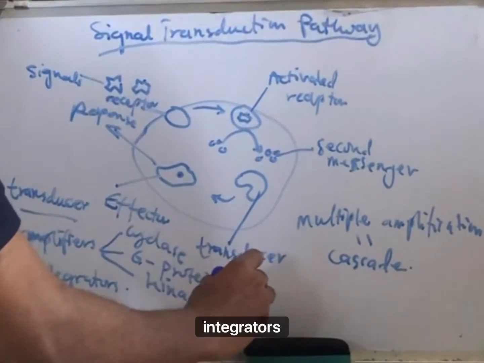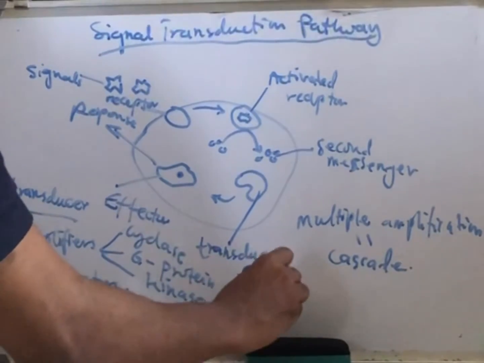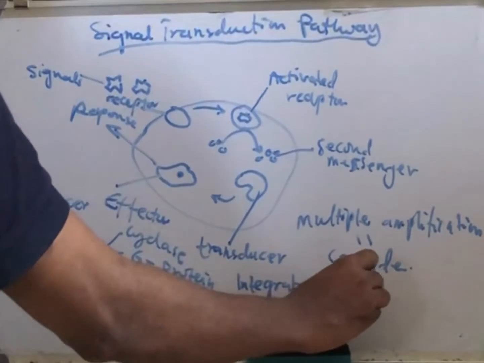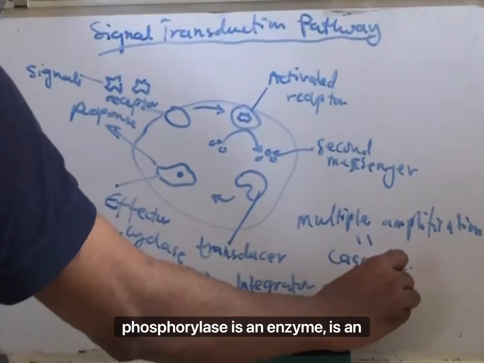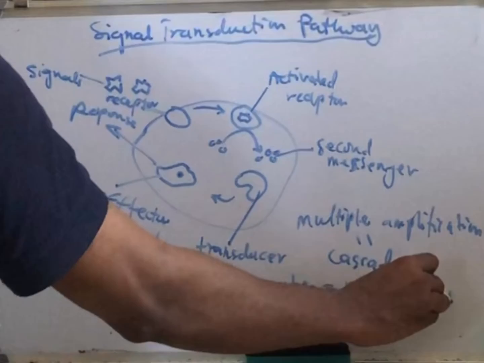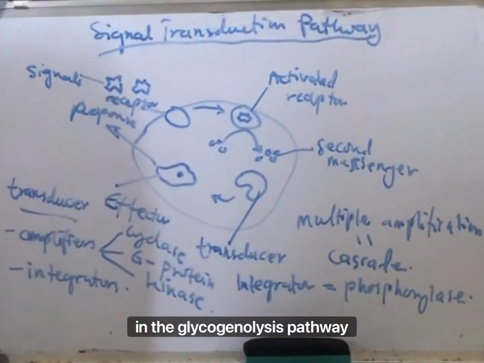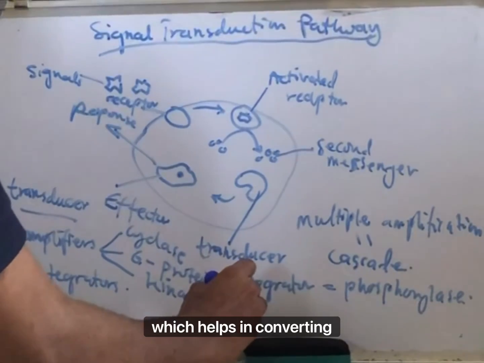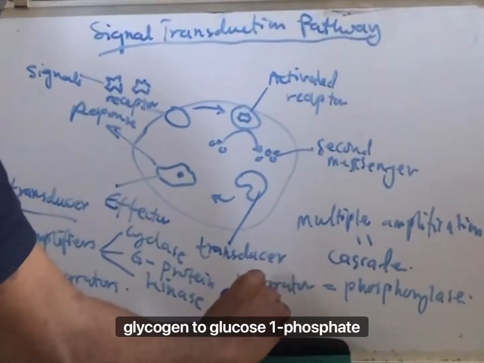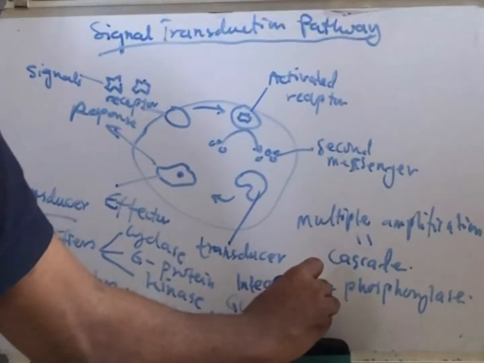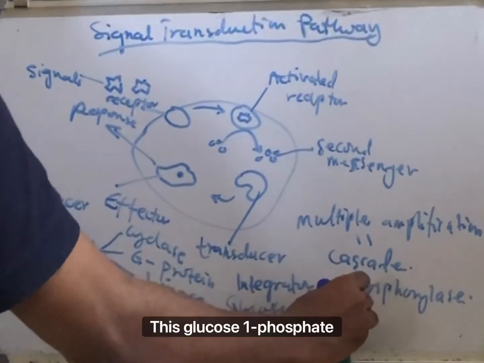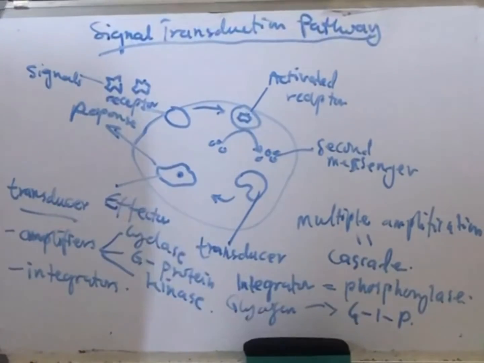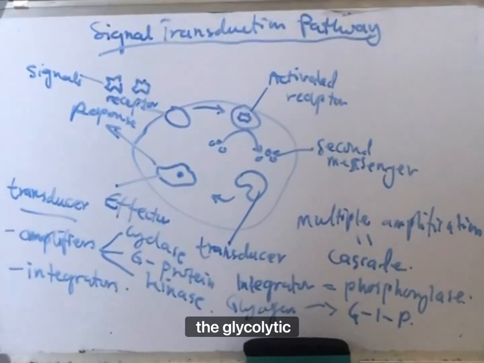We'll move on to integrators. So a popular example of an integrator is phosphorylase. Phosphorylase is an enzyme, an important enzyme in the glycogenolysis pathway, which helps in converting glycogen to glucose 1-phosphate. This glucose 1-phosphate produced will then enter the glycolytic pathway.